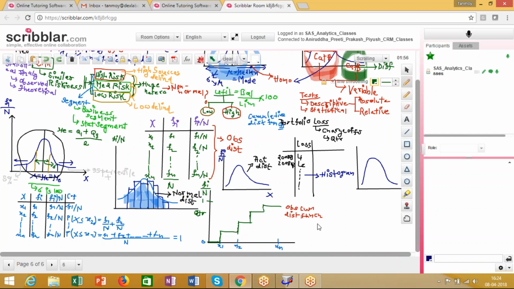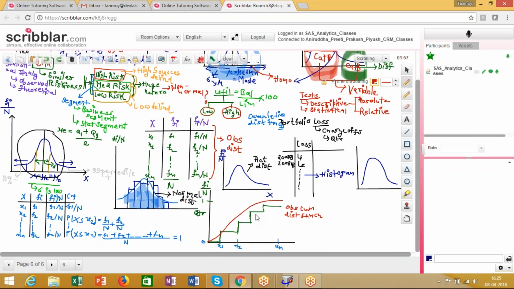So this is the observed cumulative distribution function, which is created from the observed frequency distribution. Now, similarly, a theoretical cumulative distribution function can be generated from the PDF of the normal distribution. So that is plotted as something like this.